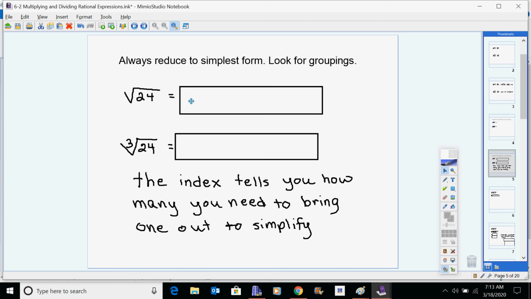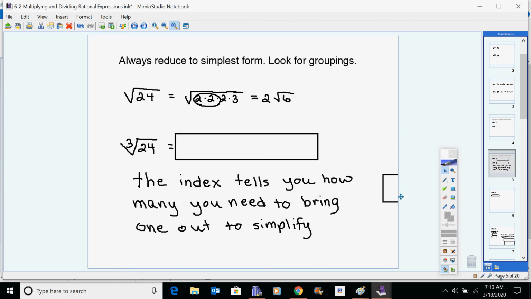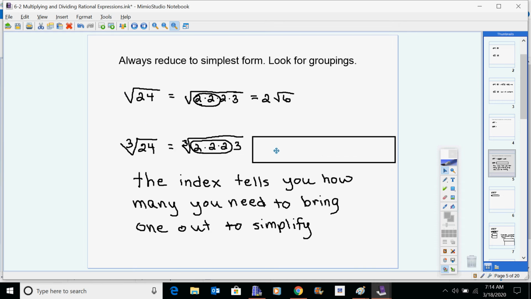Here's what this looks like. There's our simplified form for the square root of 24. And here's our simplified form for the cube root of 24. The index, once again, tells you how many you need to bring 1 out of in order to simplify. Looking for groups of 2 here, groups of 3 here. It's all found in the index.